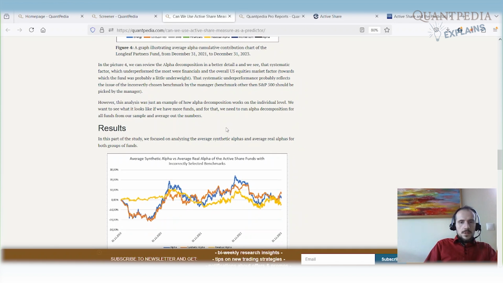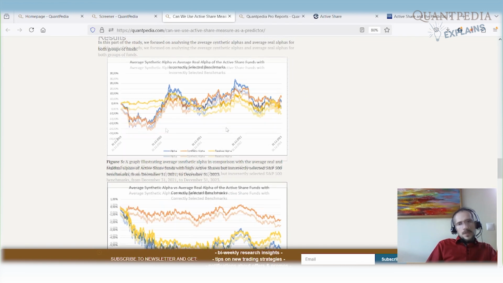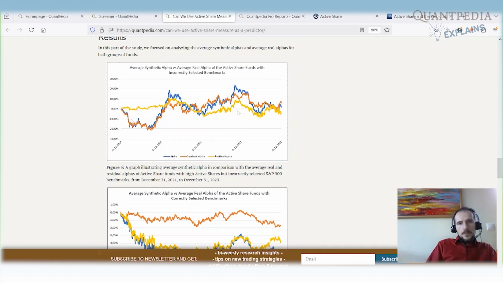And then we ran this analysis on the group of the funds that correctly and incorrectly selected the benchmark. So we ran this analysis on 2 different groups of the funds, and we were interested to see what the difference is. And here we can see a significant difference. So in the first case, we have the alpha, which is the blue line, the residual alpha, which is basically the alpha by idiosyncratic stock picking skill of the managers, and the synthetic alpha, which is basically the outperformance or underperformance because of the systematic factors that the fund is exposed to.